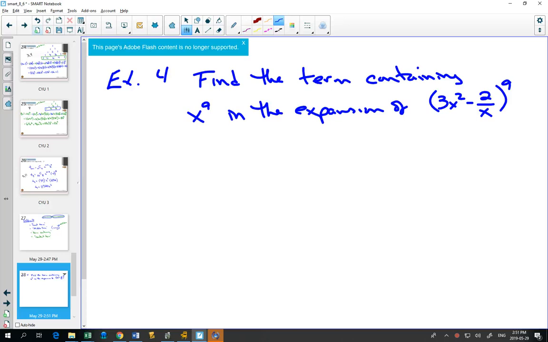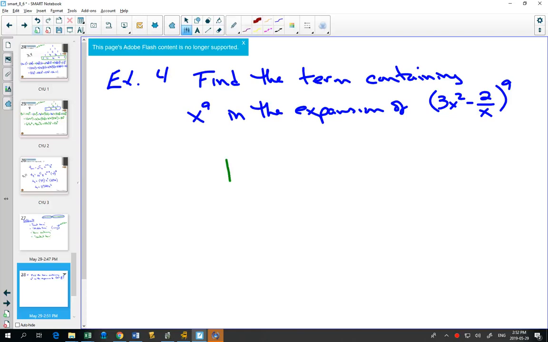So we have a couple of options here. How many terms are there? 10 terms. You could find all 10 of them, and one of them is going to have an x to the 9 when you're done simplifying. And then you'll be able to say, it's term 7 and it's this. But what we're going to do is look and see if we can figure out a way to do this that we don't have to figure them all out. Okay?